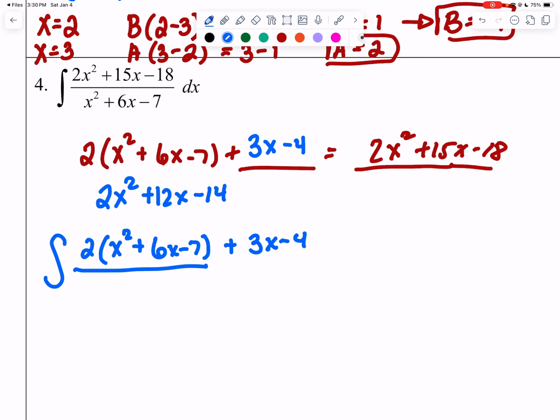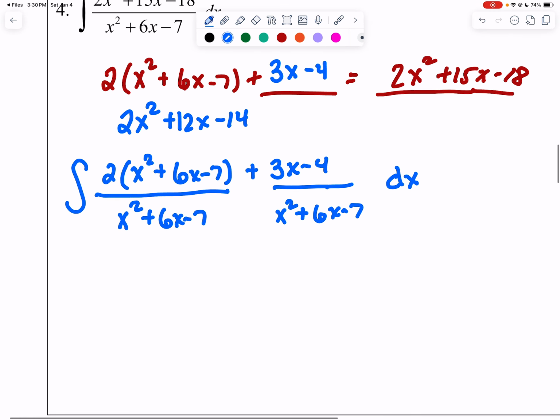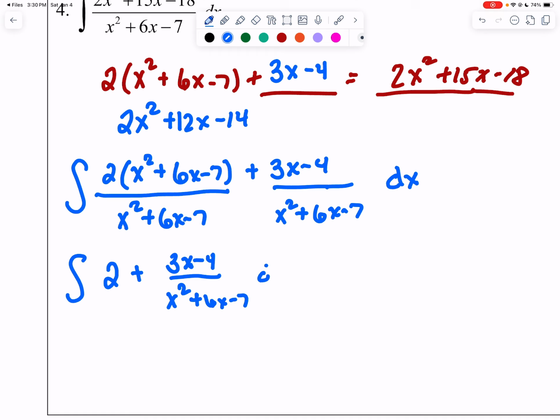Now, if I rewrite the numerator, what you'll notice is that if I split this up here, the x squared plus 6x minus 7 on the first terms will cancel out. So I'm just left with the integral of 2 plus 3x minus 4 over x squared plus 6x minus 7 dx. Now, once again, theoretically, if you want to use long division, you will get the same answer in terms of dividing my integrand.